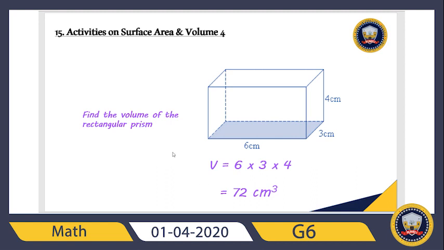So remember the volume of the rectangular prism. It is length times width times height. Or we can say the area of the base, that is 6 times 3, times height, that is 4. So simply the volume of the rectangular prism is 6 times 3 times 4, which is 72 centimeter cubed. I want you to try these problems and compare your answers with mine, okay?